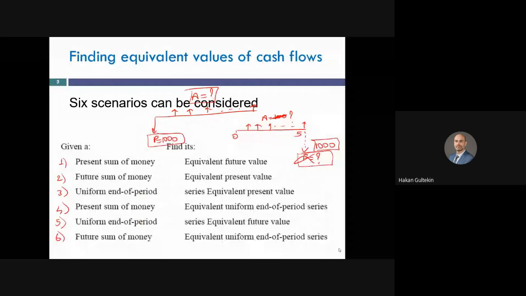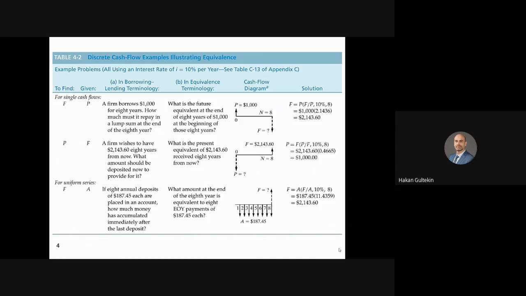So we said that we can have one of these 6 different scenarios. Of course, these are some well-known scenarios. We may have other scenarios as well. Let's go through these scenarios. Okay, so this is a table from your book, actually.